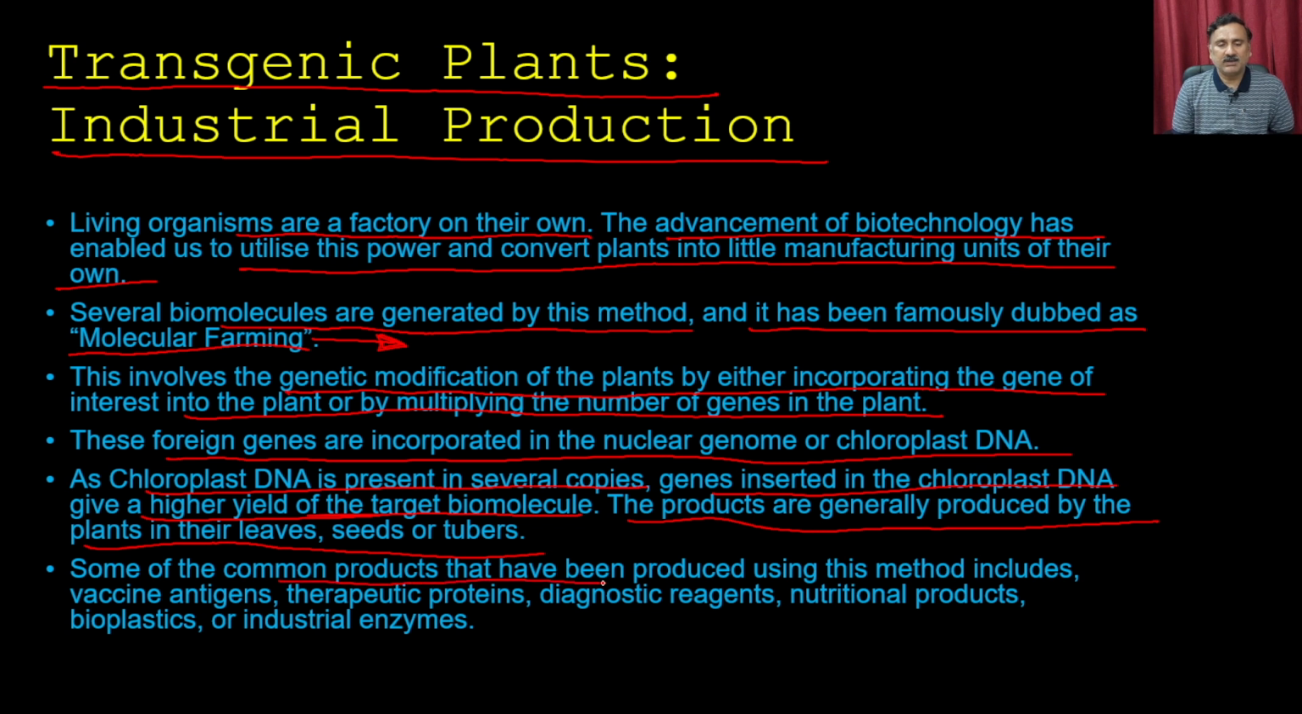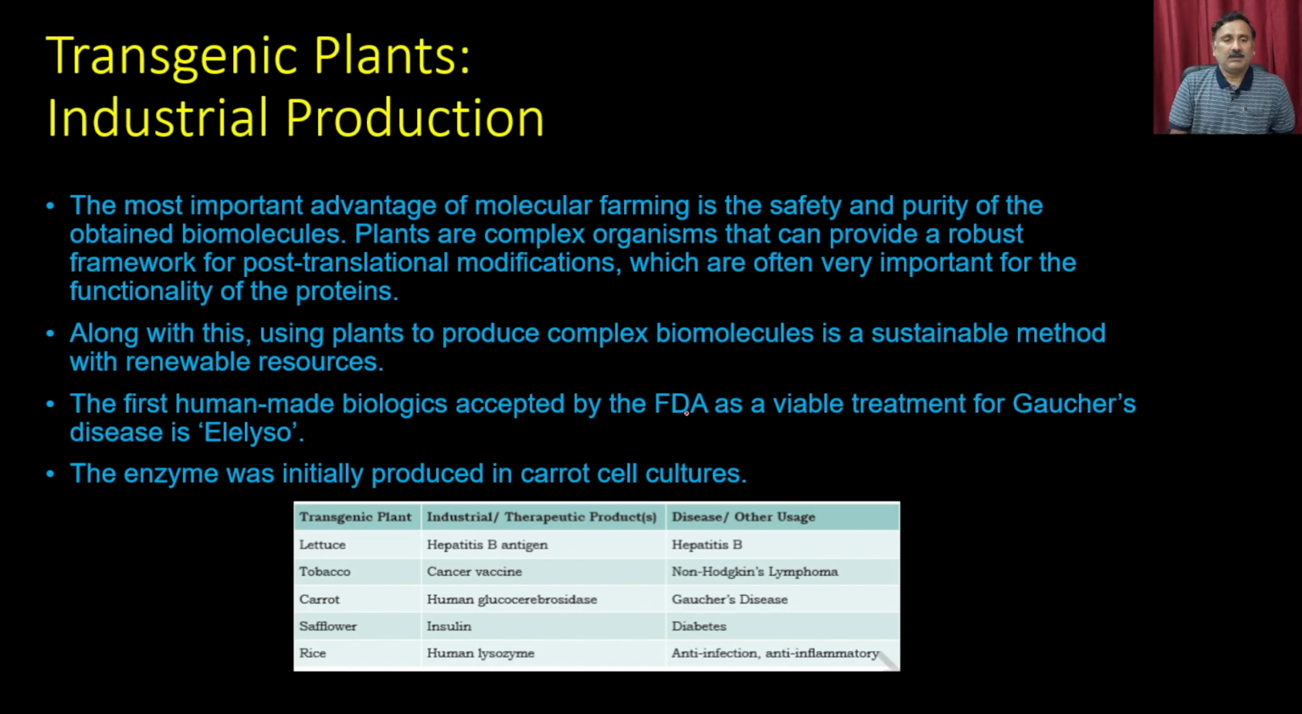Some of the common products that have been produced using this method include vaccine antigens, therapeutic proteins, diagnostic reagents, nutritional products, bioplastics, or industrial enzymes. We have a big list of these which are being produced in plants, and they are being successfully utilized in the industry. Then we have the transgenic plants, so industrial productions.